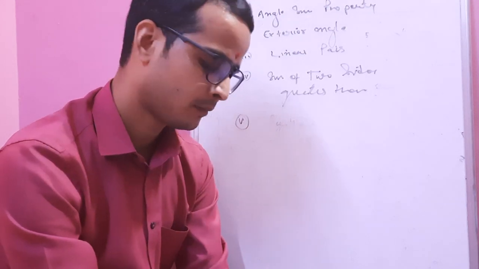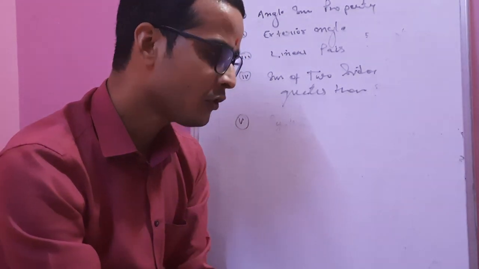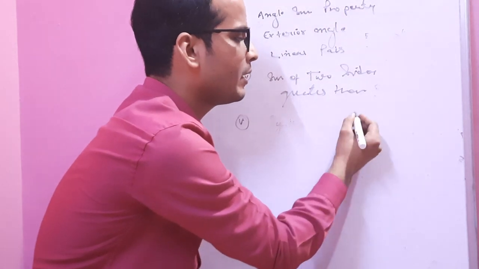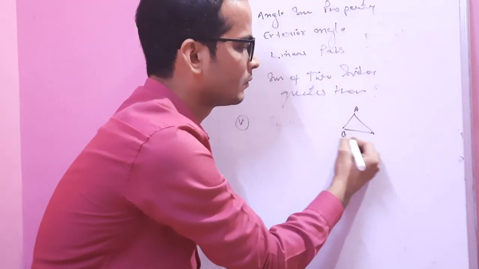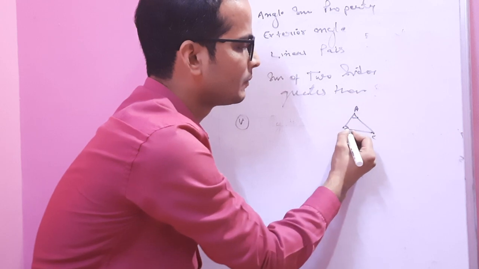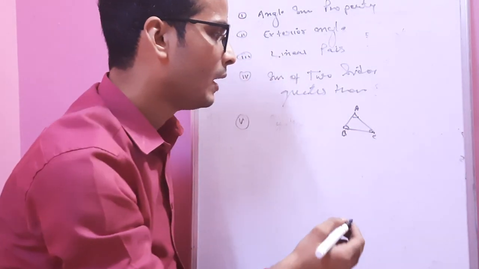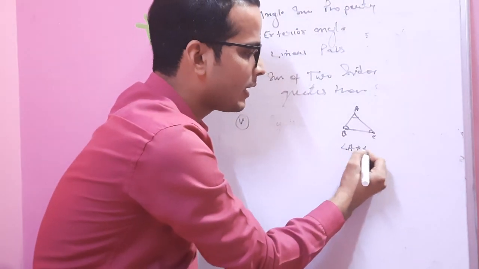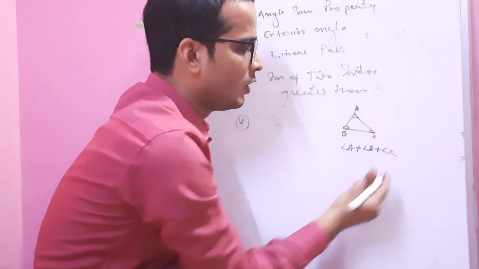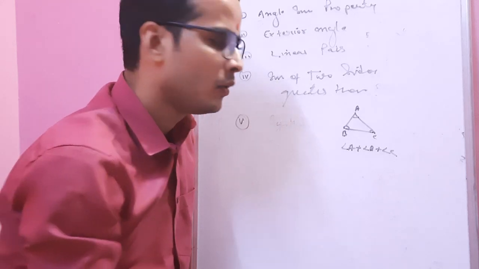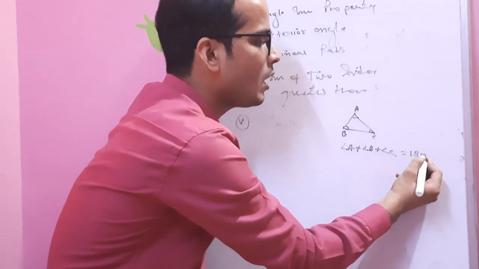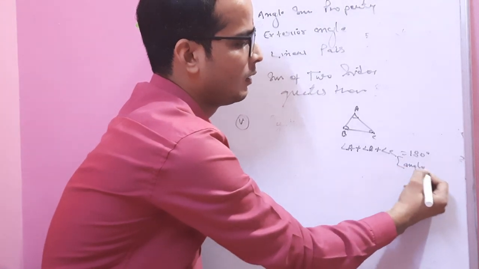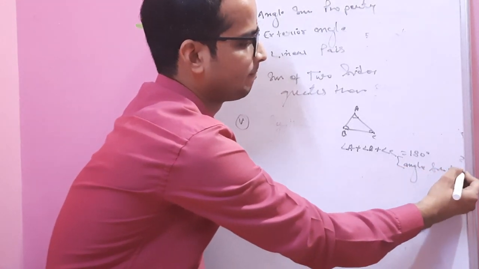Tri means 3. So in a triangle, let us draw the triangle, it can be like ABC. Just 3 angles. So ABC, if you add these 3 angles, A plus B plus C, you will get 180 degrees. So this is called angle sum property.